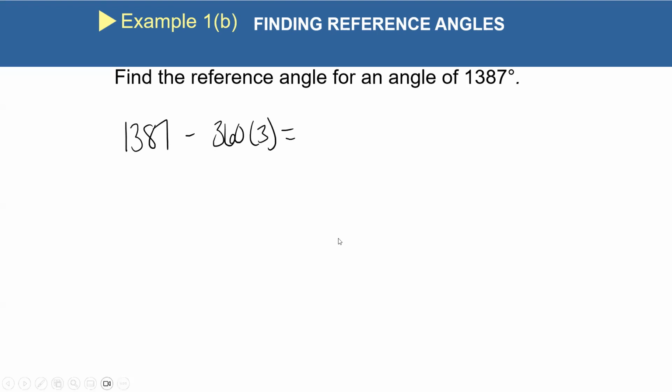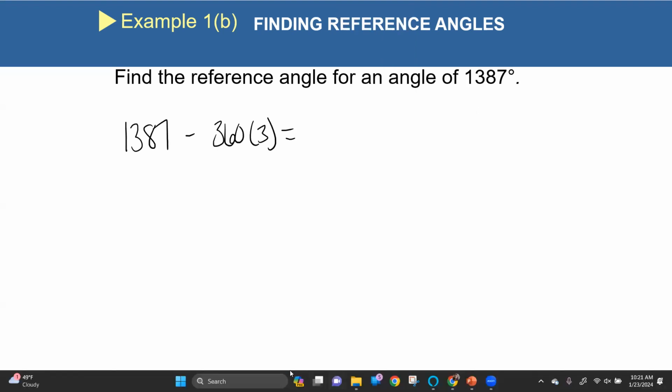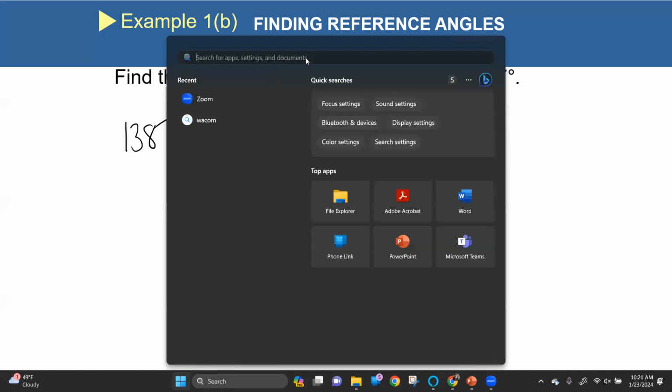Okay, so I'm going to go to my handy dandy calculator. Oh, I hope I have a calculator on this computer. I don't think I do. I have to have a calculator on here. There's no way.